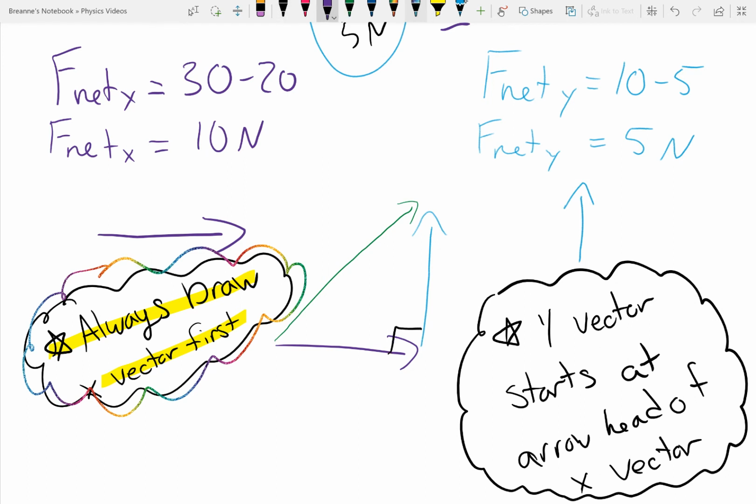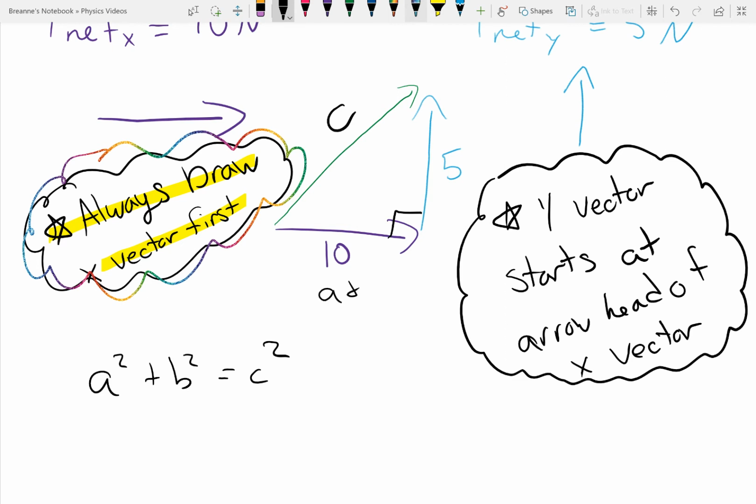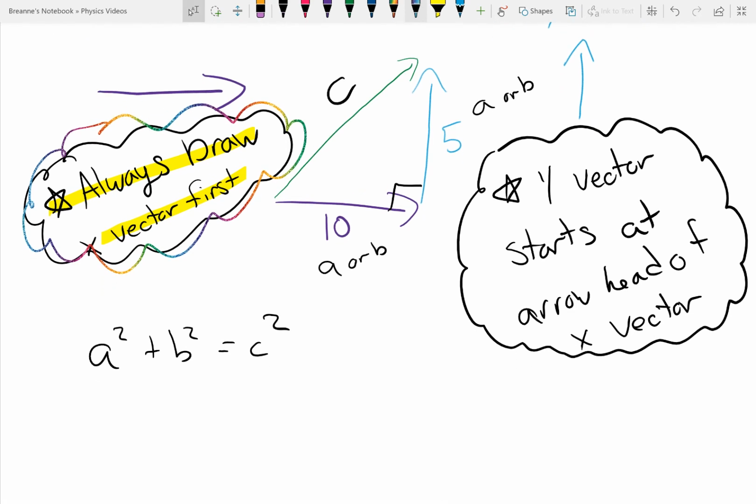So your x is 10, your y is 5. How do you find your hypotenuse? You just do a squared plus b squared equals c squared. Now, c is always your hypotenuse. A and b are interchangeable. It could be a or b, that doesn't matter. But your c has to be your hypotenuse.